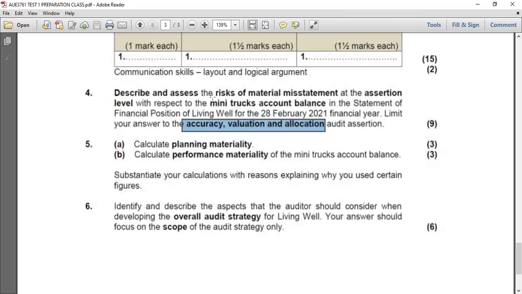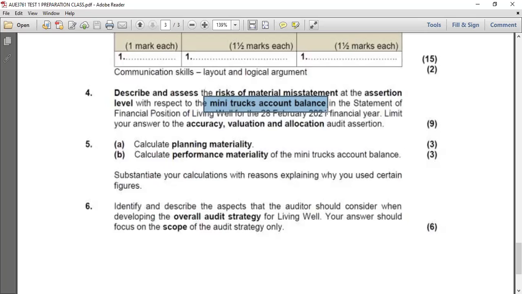Because they just say the mini trucks balance, you should be very careful. Because they can say mini trucks at cost. They can even ask about additions only. They can ask about the depreciation only, but here they say the mini trucks balance. And already I know that they can be cost, accumulated depreciation, they can be revaluation if they're using the revaluation model. So I will have to look for anything on the scenario that can affect that.